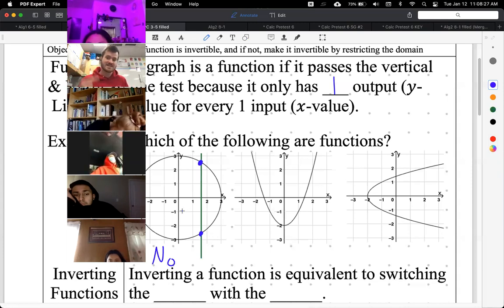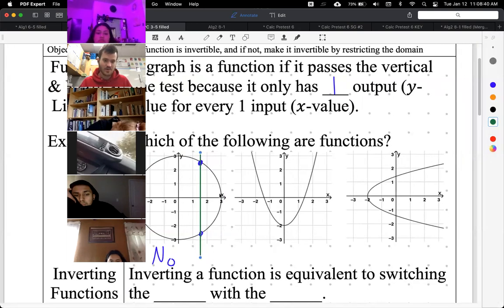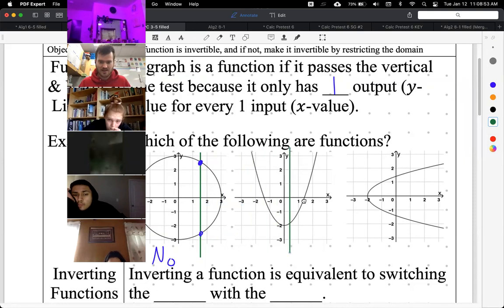The vertical line test states that no matter where I drag this green line throughout the entire graph, it should never touch the curve twice. It should never touch it more than once. And look, it touches more than once here, so it fails. It is not a function. Then you can do the same thing with the second example. I'm going to copy and paste another vertical line. No matter where I drag this vertical line, it should only touch once. And you can see for the second example, it only touches once.